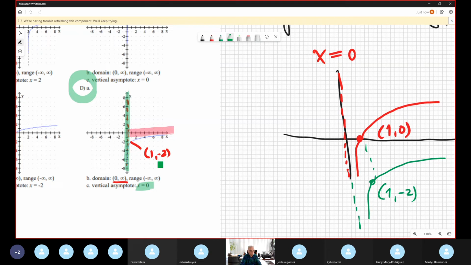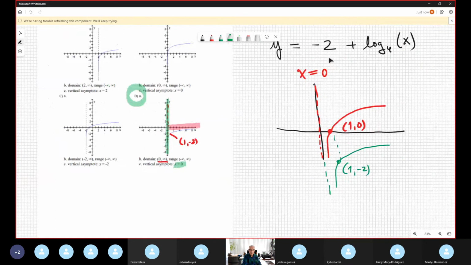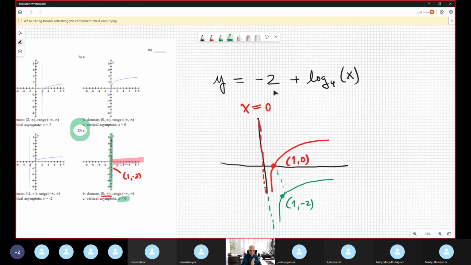Any question? Do you understand or no? Do you understand that this negative 2 doesn't affect the asymptote? Because the only asymptote that we have in the logarithm is vertical. So you are doing a vertical shift, the asymptote stays the same. Do you see or no?